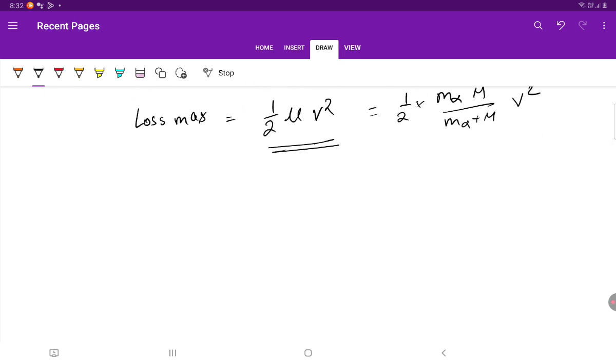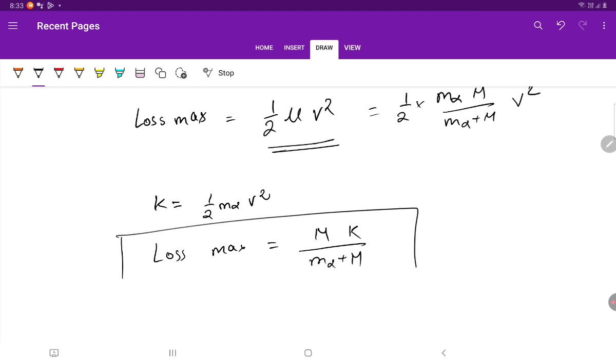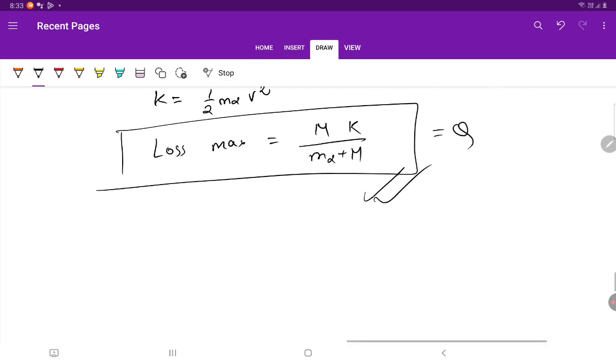Another thing to observe is that K, the kinetic energy of the targeting particle, is equal to half m alpha v squared. So you can say that the maximum loss is equal to capital M times K by (m alpha plus M), and that's the maximum loss of energy that can be produced.